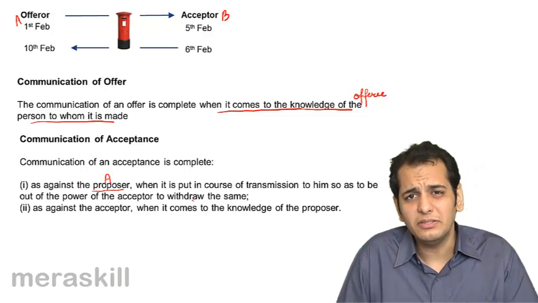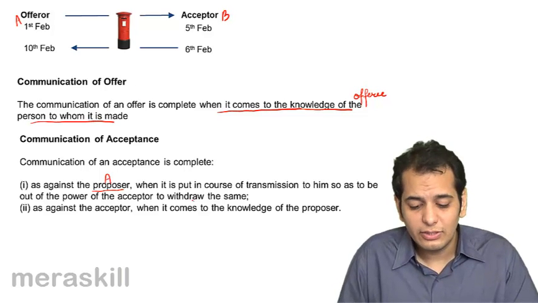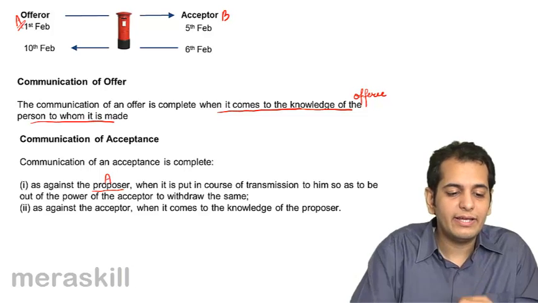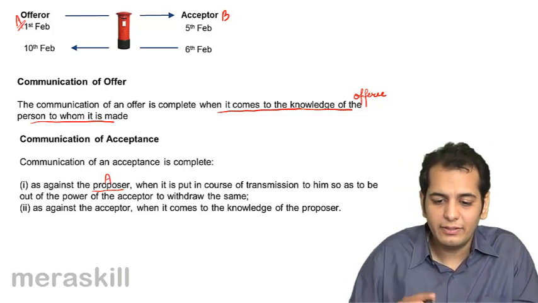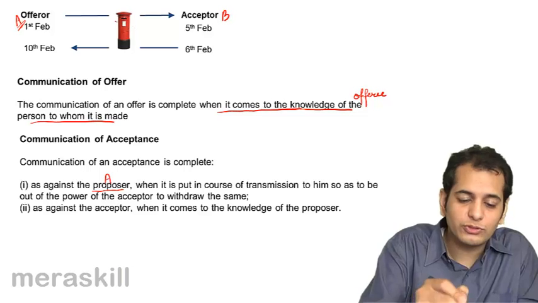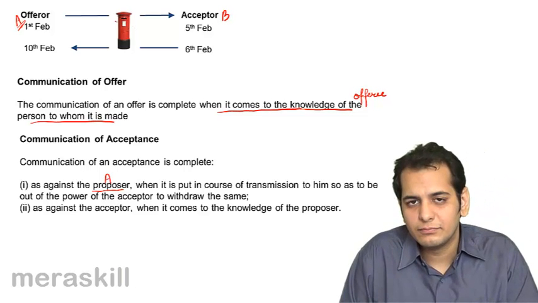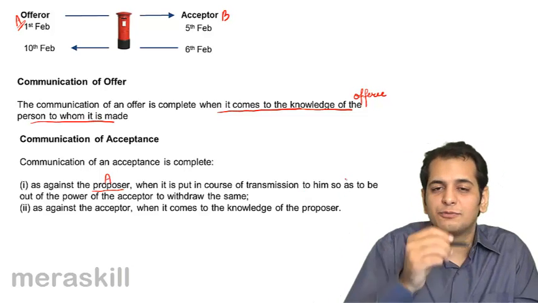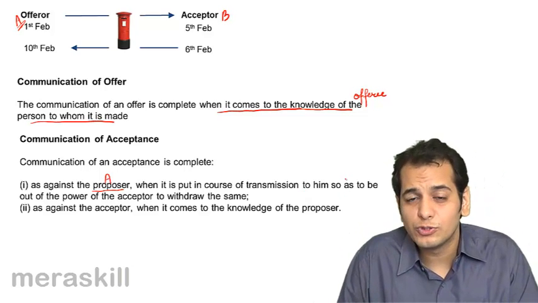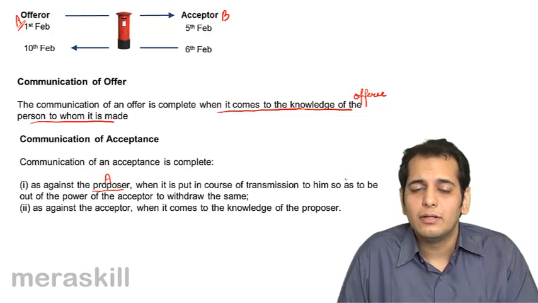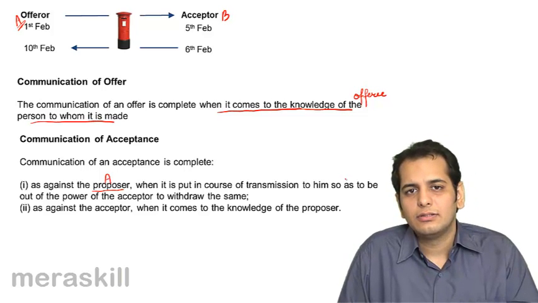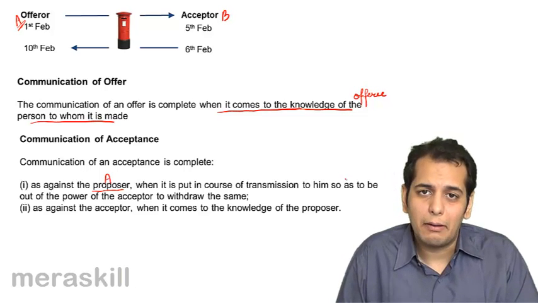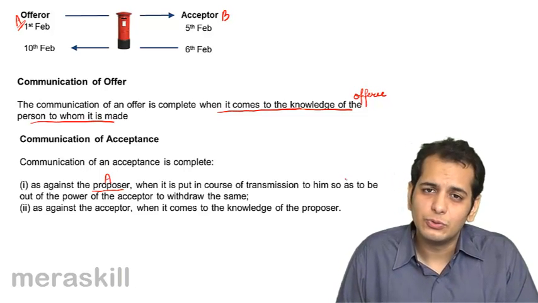Now, what does this mean? This means that communication of acceptance for A is complete when B posts the letter to him, when it is put into the course of transmission, when it is posted. When B posts the letter, we can say that communication of acceptance is complete as regards A.